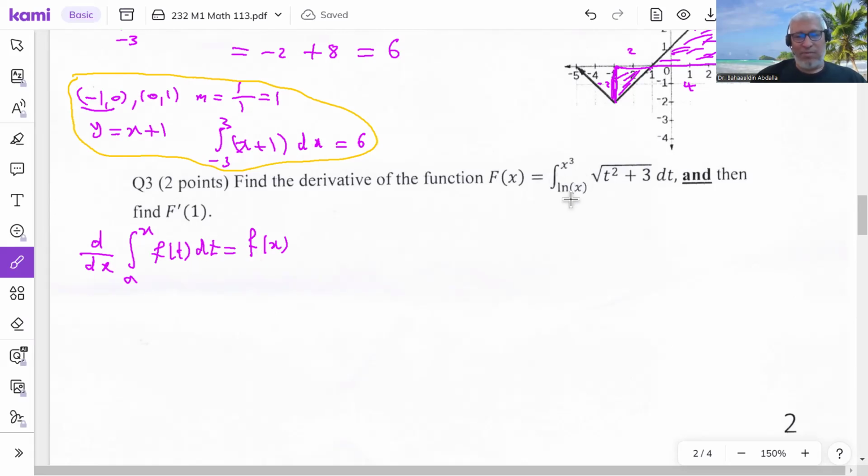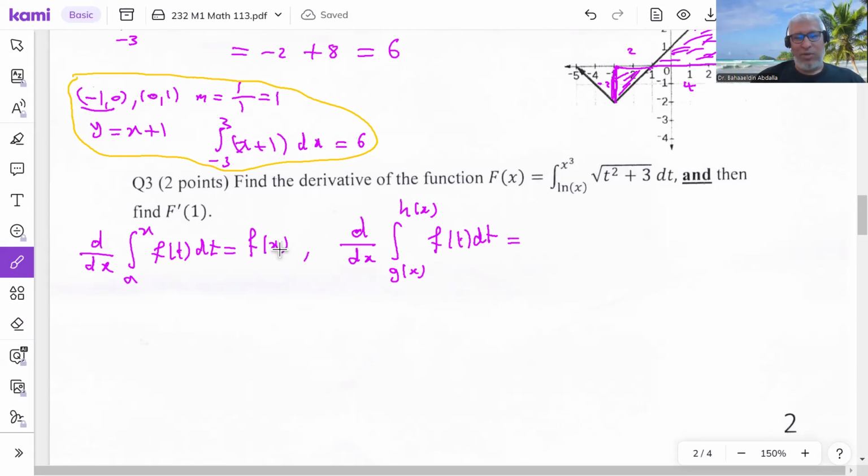But here I don't have a number, I have ln x and I have x cubed, I have two functions. So we can generalize this formula and make a general formula when we don't have a number here, when we have a function, for example, g of x, and we have a function up here, not x, so h of x, like x squared, x cubed, e^x, whatever, of f of t dt. So this is exactly this form, because g of x here is ln x, h of x is x cubed, and f of t is the square root of t squared plus 3.